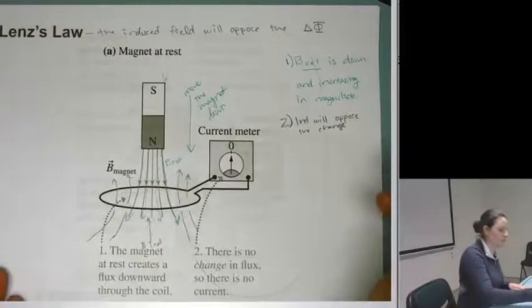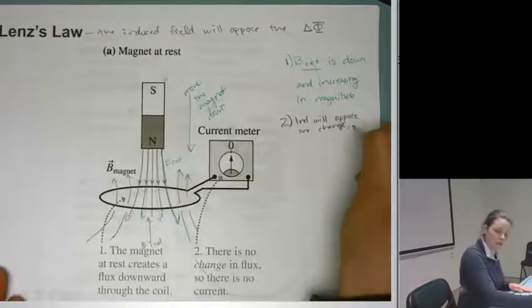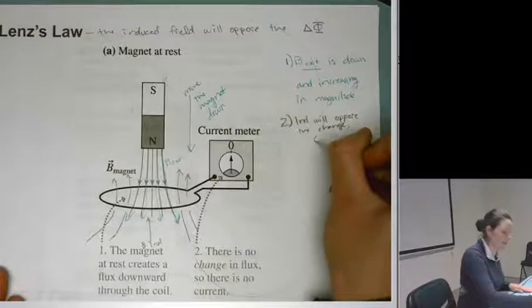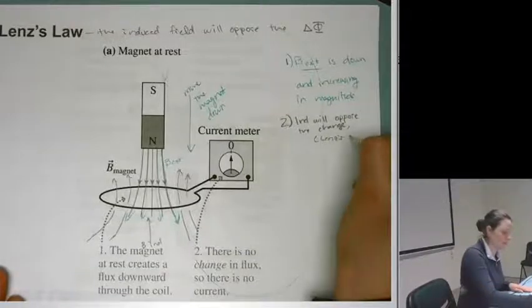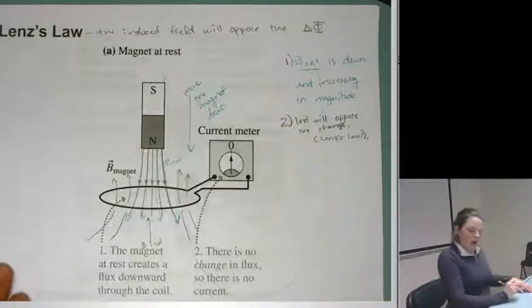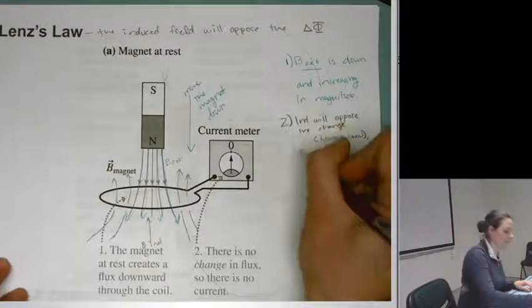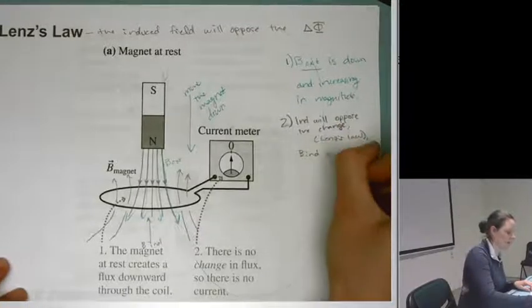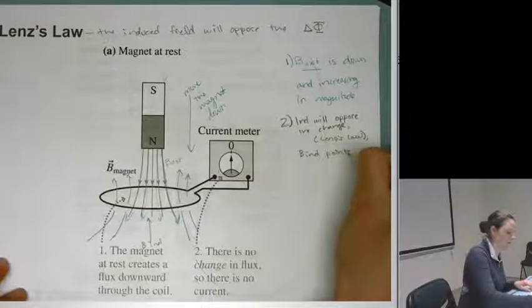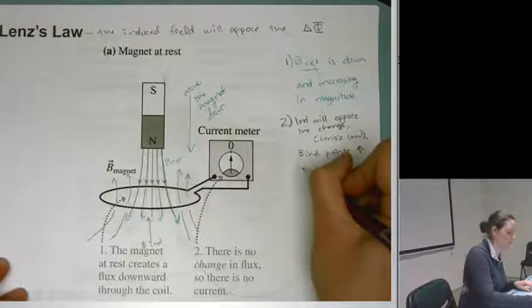So B induced will oppose the change, and that's Lenz's law, which means that B induced points up in the middle of the loop.